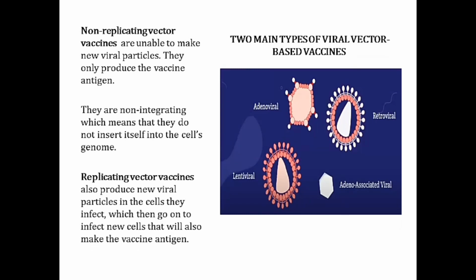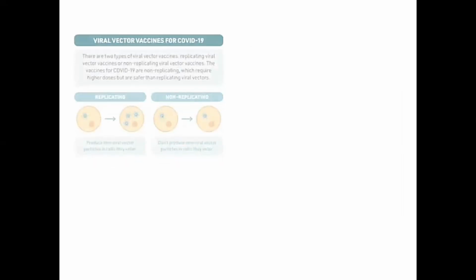Next are the replicating vector vaccines, which also produce new viral particles in the cells they infect, which then go on to infect new cells that will also make the vaccine antigen. So they integrate into the genome of the target cell. That's why they are used in dividing cells. Based on the picture, examples of non-replicating viral vectors are the adenovirus and adeno-associated virus, while the lentivirus and retrovirus are replicating viral vectors.